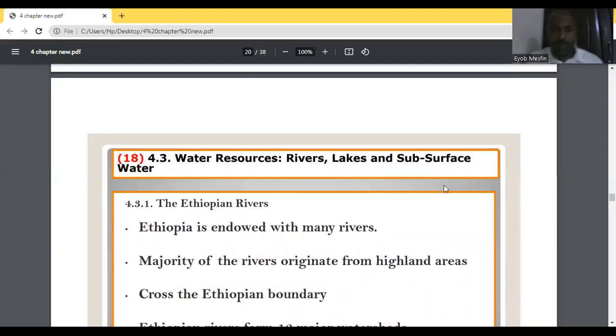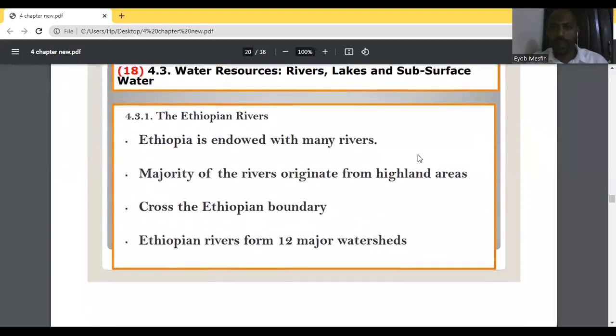Now it is time to discuss the water resources, rivers, lakes, and subsurface waters of Ethiopia. From these subtitles, there are different concepts about the rivers of Ethiopia and the characteristics of the rivers.